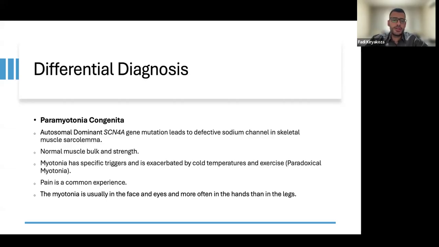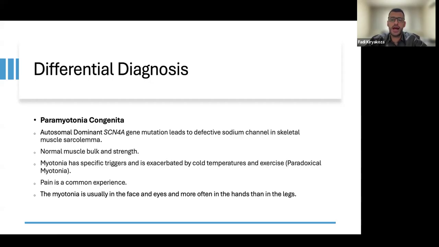An important differential diagnosis to keep in mind is paramyotonia congenita. This is an autosomal dominant SCN4A gene mutation that leads to a defect in sodium channels in the skeletal muscle sarcolemma. The muscles here are of normal bulk, in contrast to the muscle hypertrophy seen in myotonia congenita. There are also specific triggers, and the myotonia is exacerbated by cold temperatures and exercise, which is called paradoxical myotonia. This, again, is in contrast with myotonia congenita, where the patient improves after multiple attempts.